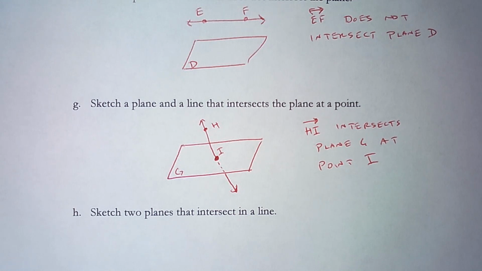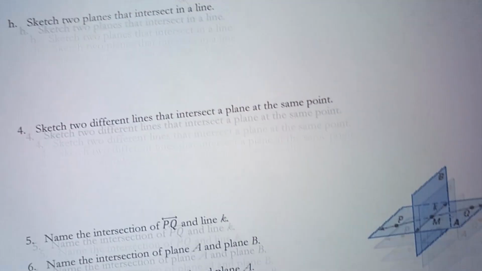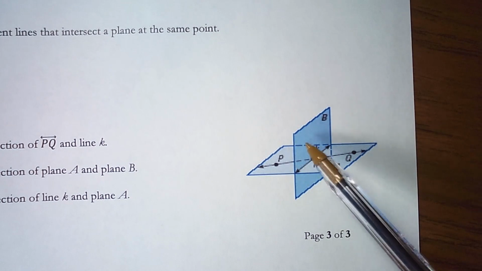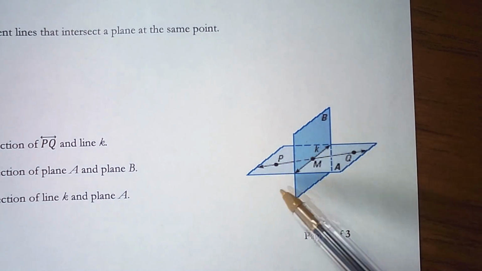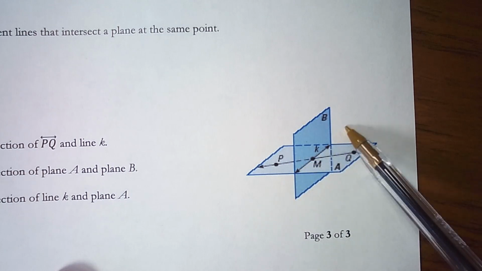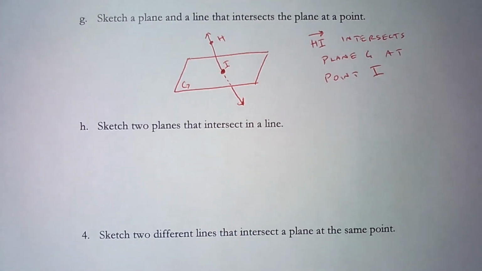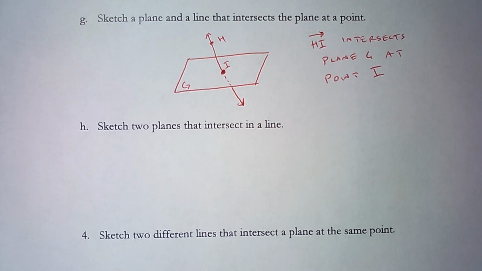Okay, next up, two planes that intersect in a line. Anytime two planes intersect each other, they intersect along a line, and I'll show you this picture here. Here are two planes intersecting each other, and the points they have in common are along this line. Okay, so we are going to draw two planes that intersect in a line.